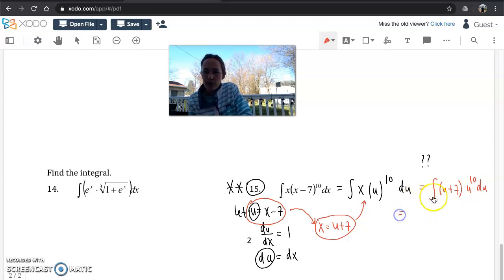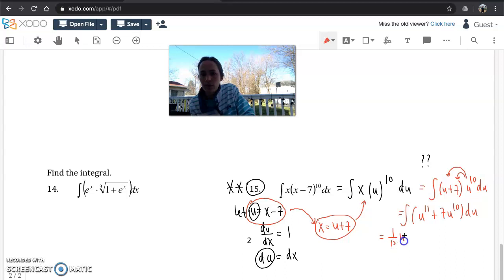And I would always get rid of parentheses if it's easy before I integrate, so you can distribute u to the 10th into both parts. So here's what we're going to do. u to the 11th plus 7u to the 10th integrated with respect to u. And now we work our magic, right? We're going to take an integral, so up a power, 1/12 u to the 12th plus 7 over 11 u to the 11th plus c.